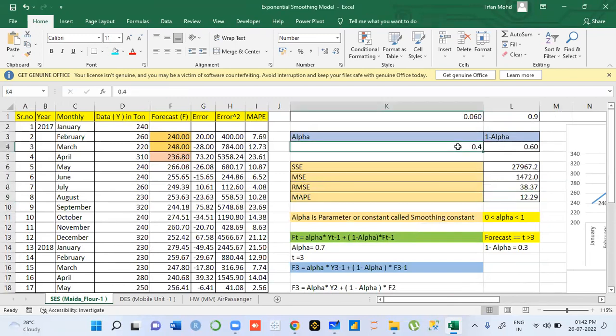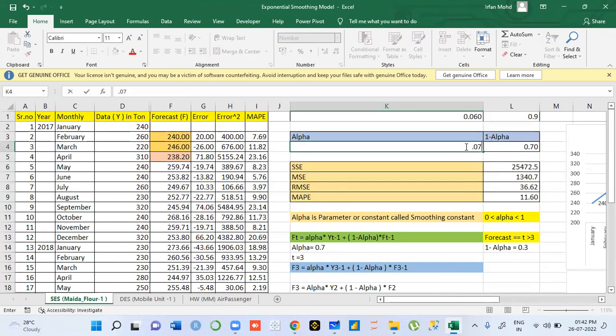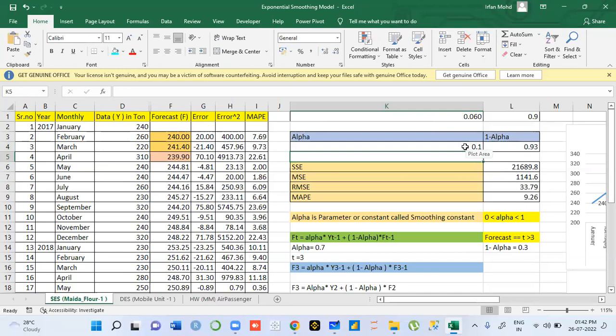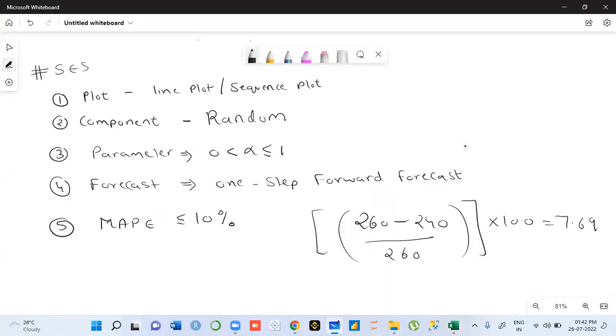Now on screen, if I keep on changing the alpha value, the MAPE changes. Can I say alpha value has a direct impact on the model? As alpha changes, your model performance also changes. Can I say identification of alpha is very critical and important, which can be done easily by grid search? Any question can ask from my side, concept done.